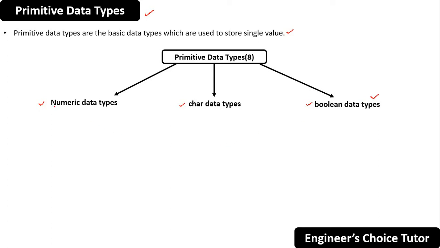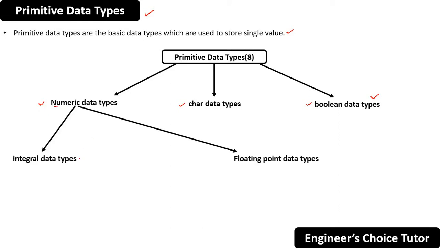The numeric data type is divided into two parts. The first part is what? The integral data type, and the second one is floating point data types. Integral data types are used to represent whole numbers, and floating point data types are used to represent which numbers? Real numbers.